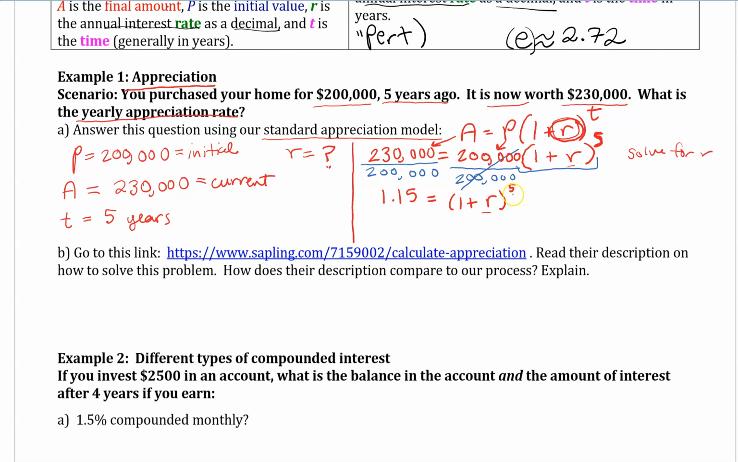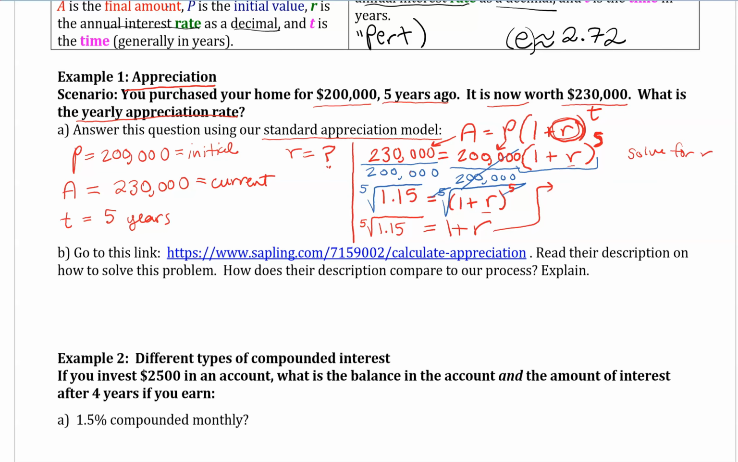So I need to undo an exponent of 5. I need to cancel an exponent of 5. So what I'm going to do is a 5th root, because a root can cancel a power, because roots and powers are inverses. So I need to find the 5th root of 1.15. I need to figure out what that is in my calculator. And then that will be equal to 1 plus R. Okay, so let's do the 5th root of 1.15.